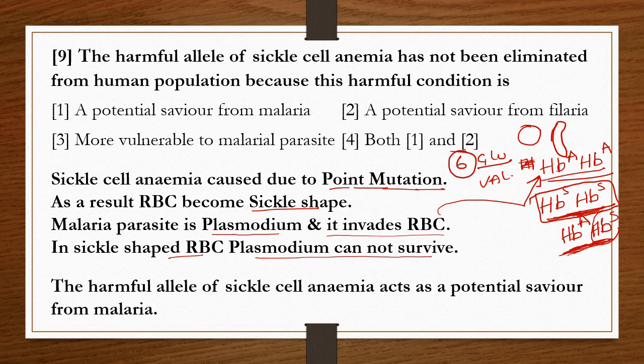So option 1 is correct. It provides immunity against malaria. That's why it is not eliminated from the human population: the presence of that gene in a carrier helps to develop immunity against malaria. So the first option is correct.